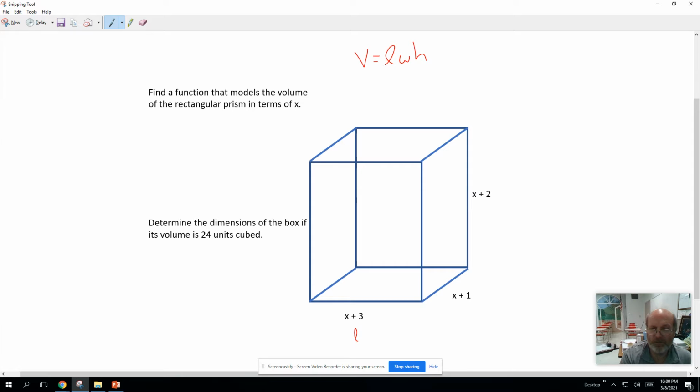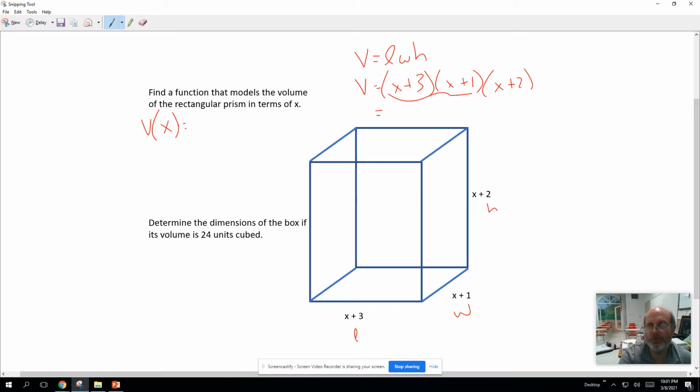And so if we let this be the length, this be the width, and this be the height, we can just multiply those things together and we can get the volume equals x plus 3 times x plus 1 times x plus 2. This is a volume function. Here we have V of x. And if we multiply that out, you may see this in the homework or the test.